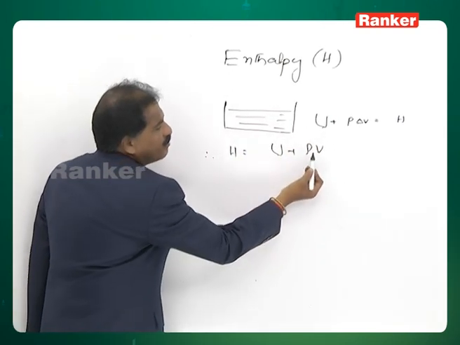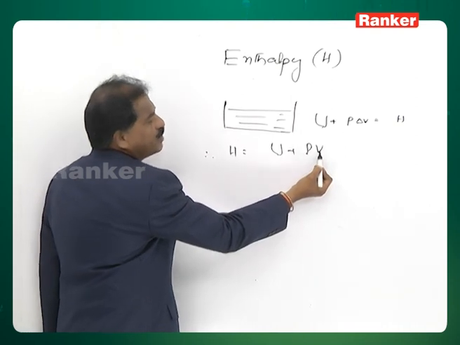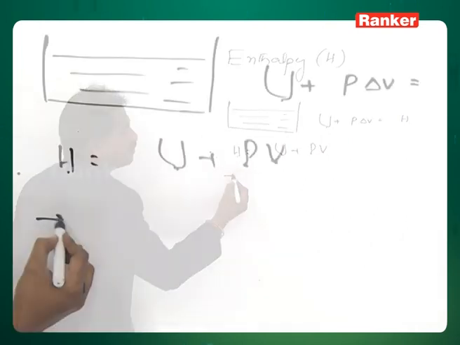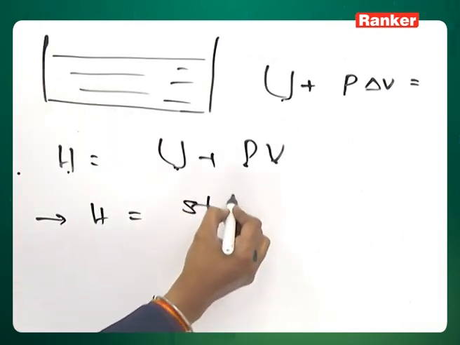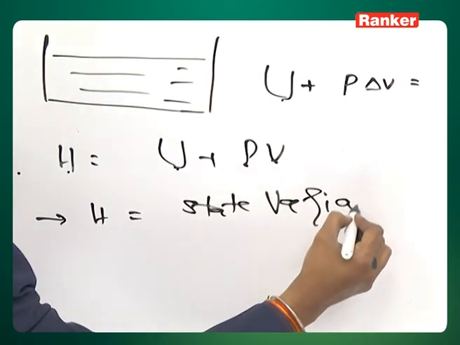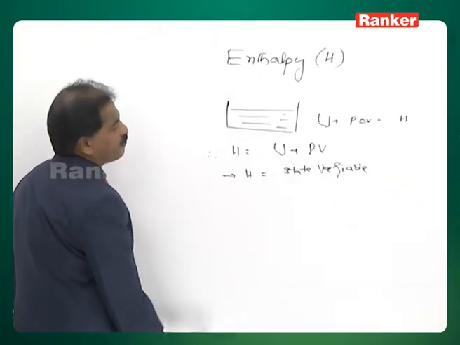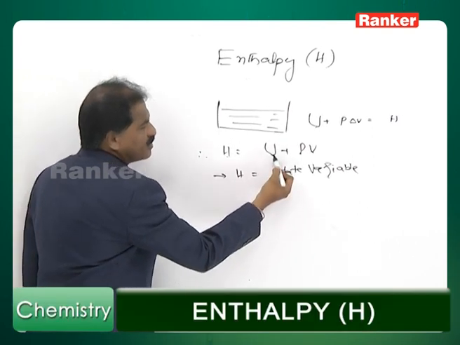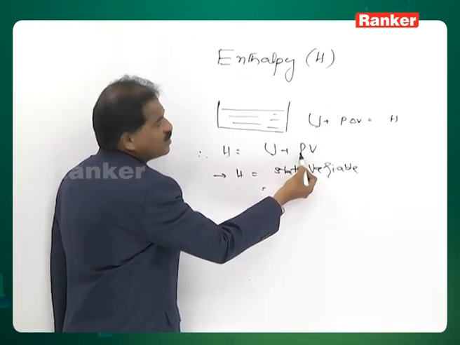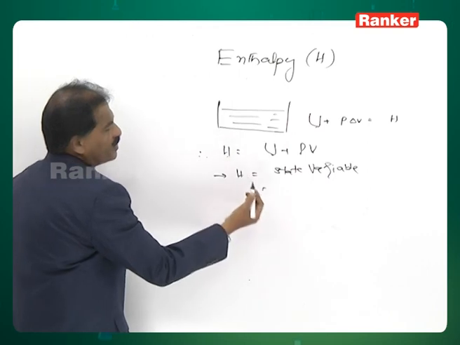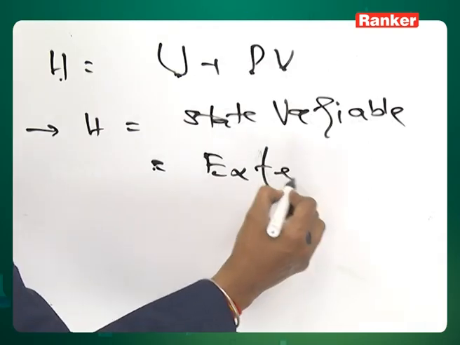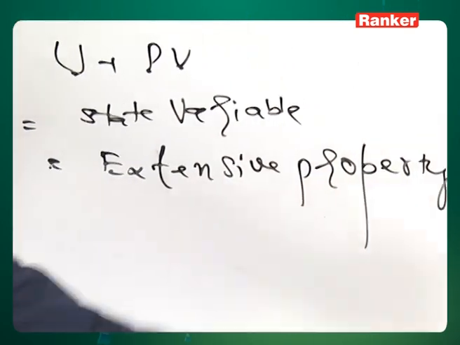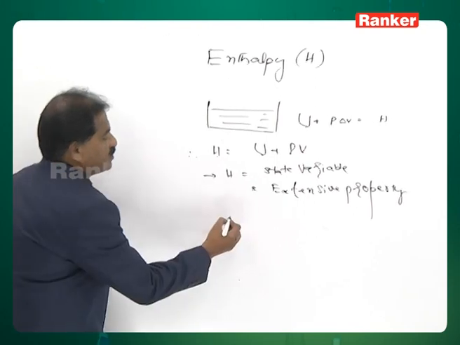Next, we already know that pressure is a state variable, V is a state variable, U is a state variable. Therefore, enthalpy is also a state variable. H is a state variable. Next, see, already we know that internal energy is an extensive property. Pressure is an extensive property, volume is an extensive property, therefore H is also an extensive property. H is an extensive property.